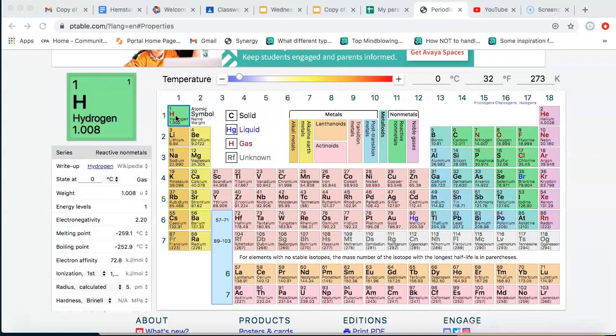All right. So, what element has the symbol C? Cool. It's carbon. What element has the symbol O? Good. It's oxygen. What element has the symbol Co? Yeah, it's a little tricky.